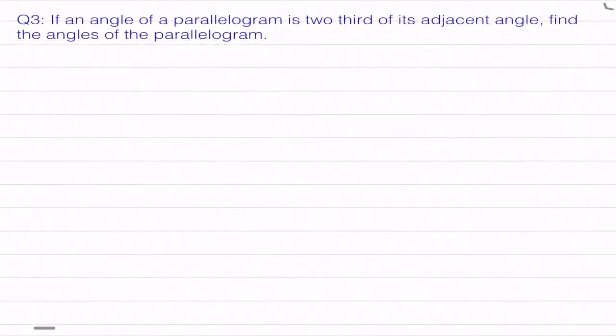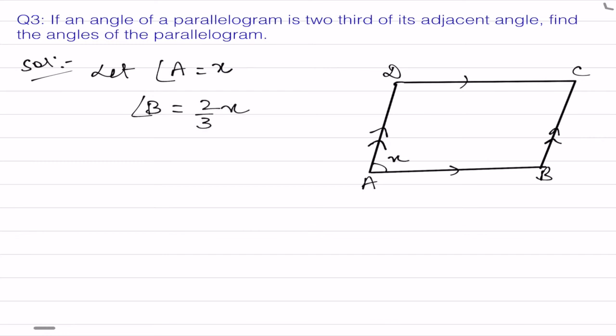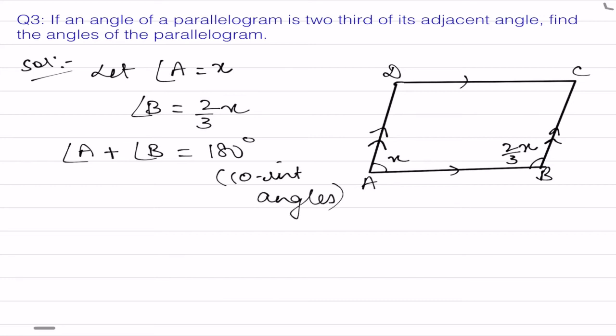So the next question is question number 3. If an angle of a parallelogram is 2/3 of its adjacent angle, find the angles of the parallelogram. So we can see the figure. ABCD is a parallelogram in which one angle is 2/3 of its adjacent angle. So we'll take any angle, let angle A be x. So its adjacent angle B will be 2/3 of x. We will use the same property that we used in the previous question. The sum of co-interior angles is 180 degrees as both the lines are parallel.